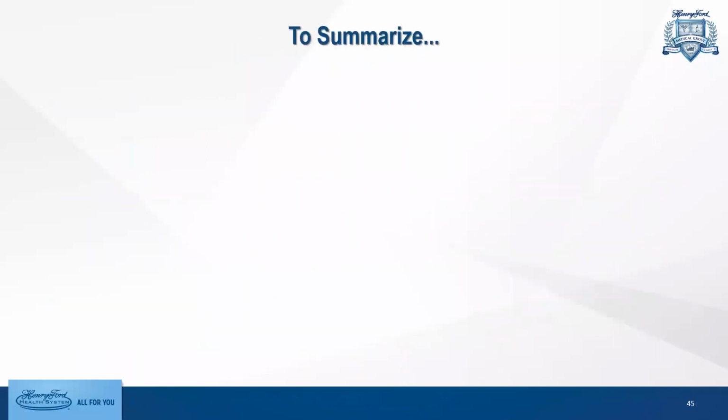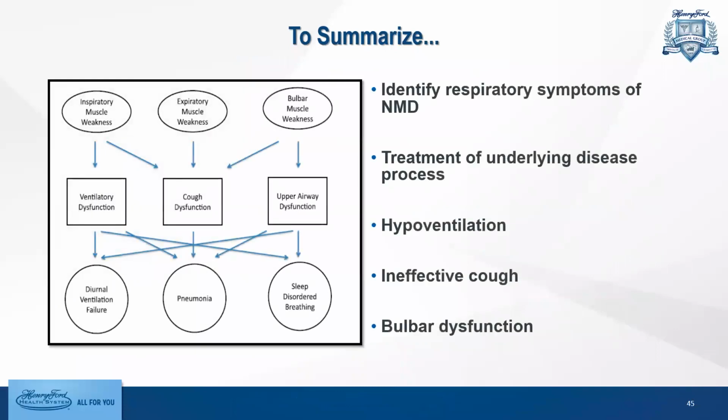Okay. To summarize everything, whenever you have a question on the boards, remember this diagram. Identify the respiratory symptoms of the neuromuscular disease. Is it a bulbar problem, a cough problem, or a ventilatory problem? Treat the underlying disease process if you can modify it as much as possible. Address hypoventilation with non-invasive positive pressure, tracheostomy and ventilation if needed. Address ineffective cough with cough assist devices, and address bulbar dysfunction with medication that would decrease your secretions, or PEG tube placement if the patient cannot eat reliably.